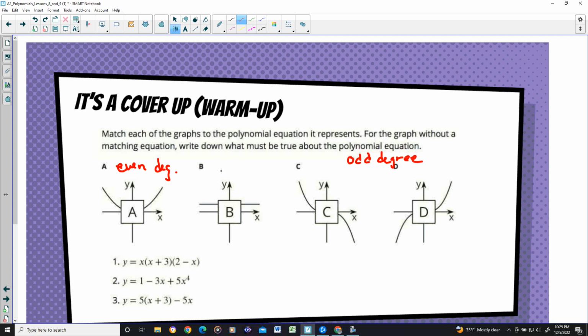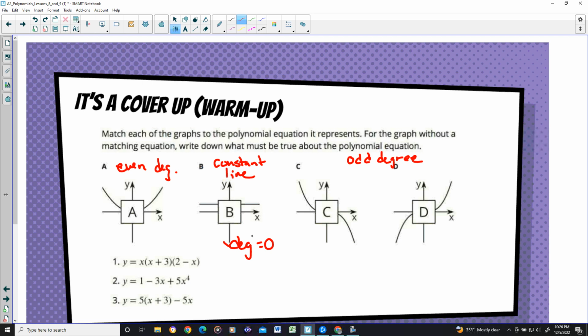And then what about B? It's flat. Well, if it's flat, it means it's linear. But not only linear, it's got a slope of 0. So this is a constant line, because this line has a degree of 0, because it has no slope, or a slope of 0. So there's no x value to make the graph rise.